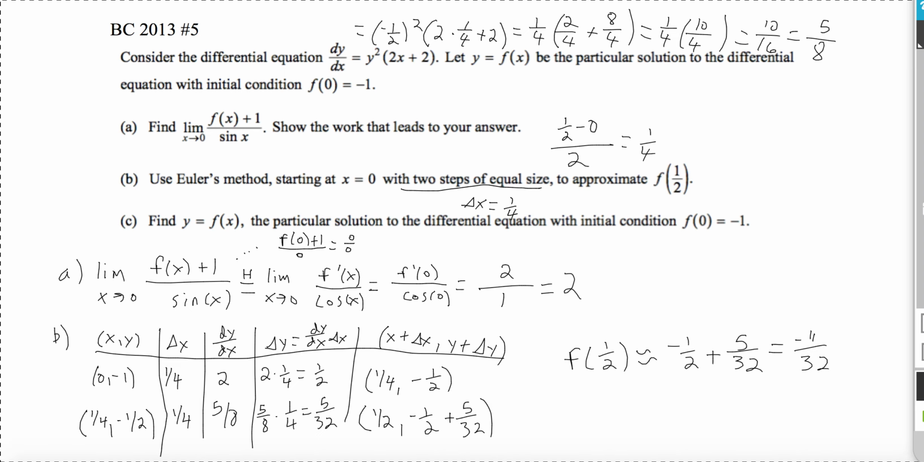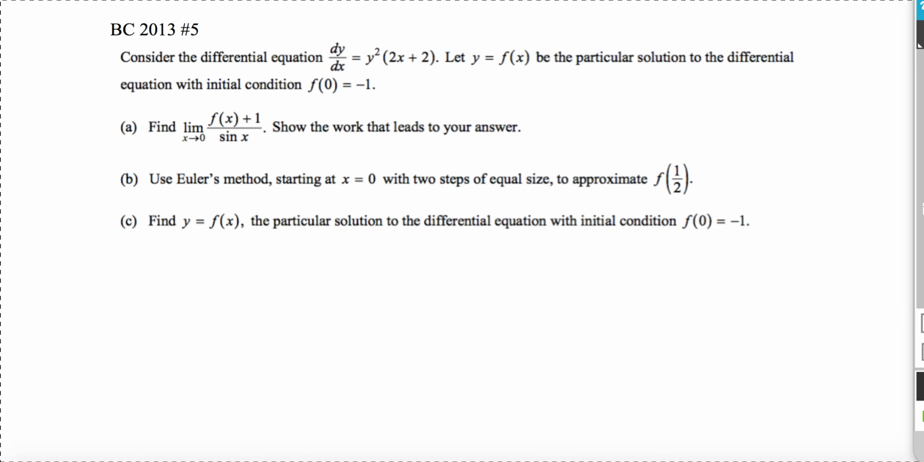Okay, so last one, part C. Find y equals f of x, the particular solution. So we want the particular solution to the differential equation with the initial condition given here, (0, -1). I want you to go ahead and try that. You have your differential equation up here. We know our initial condition. Try to solve this differential equation using separation of variables. Pause the video, and then come back and check your work.